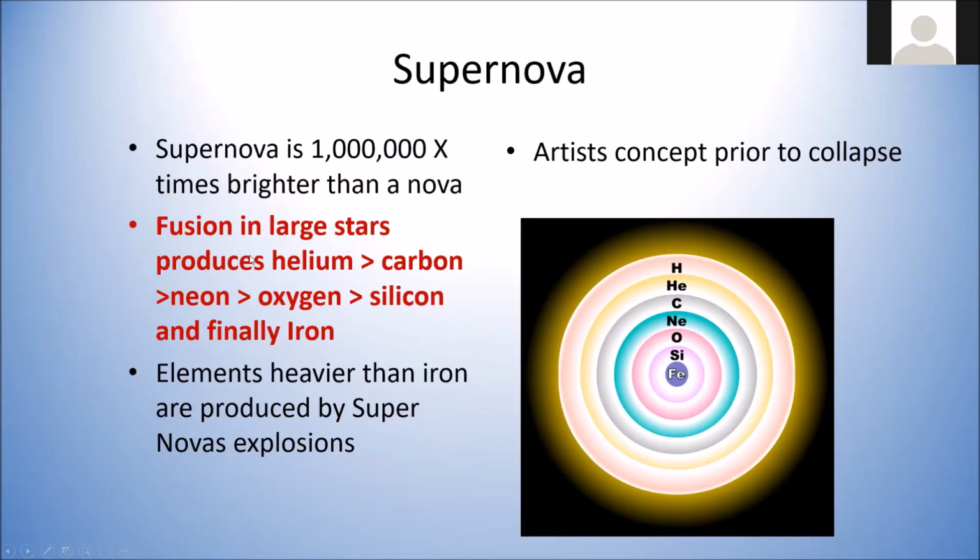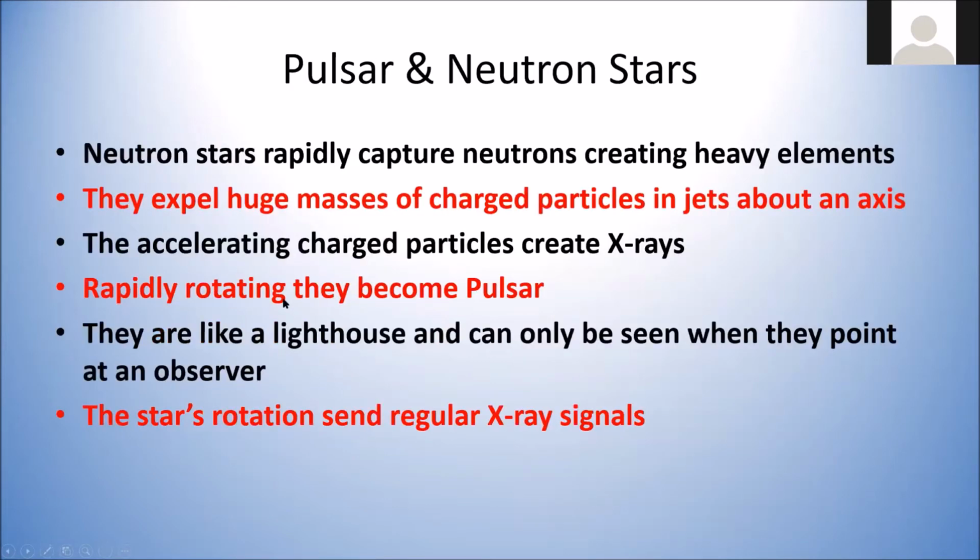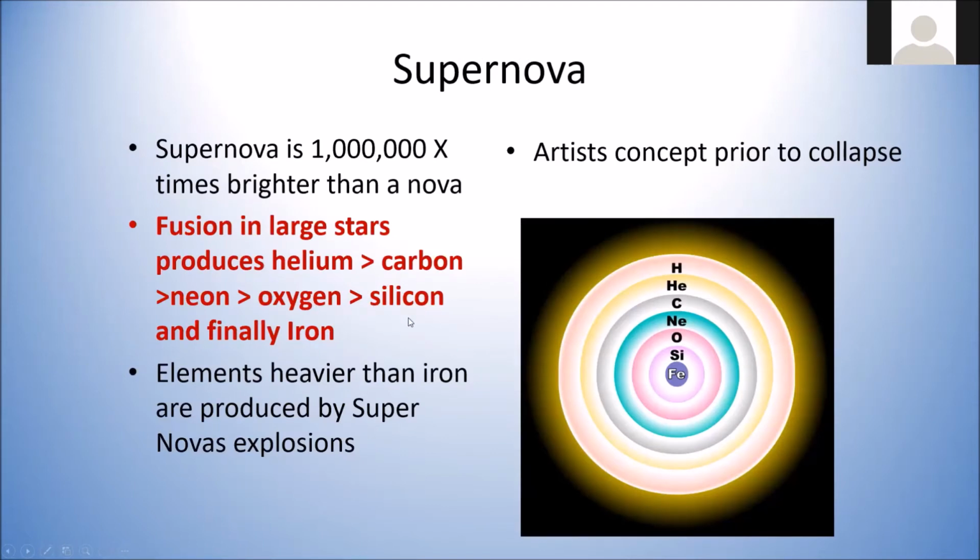And what's going on in this star is all the stars start with hydrogen that fuses together and produces helium. Well, if it's a big enough star, the helium will fuse with itself and the hydrogen to produce carbon. And then carbon will fuse and will produce neon. And then finally oxygen, and silicon, and finally iron.